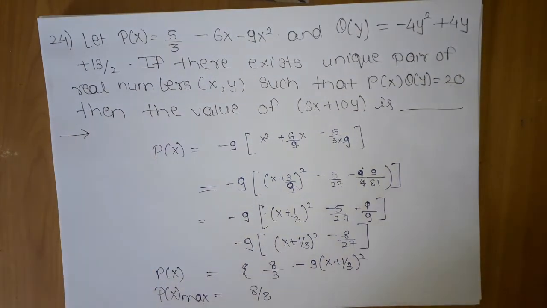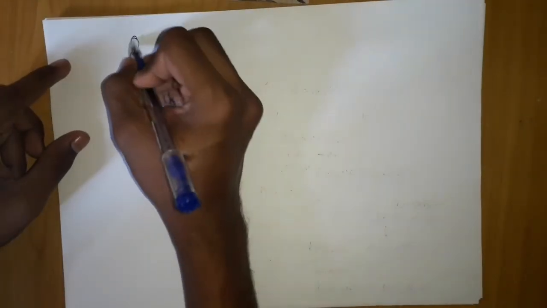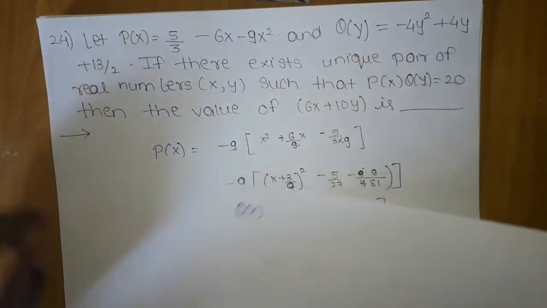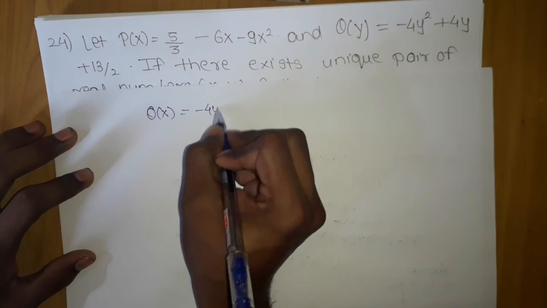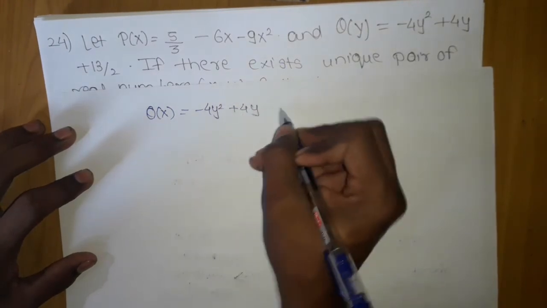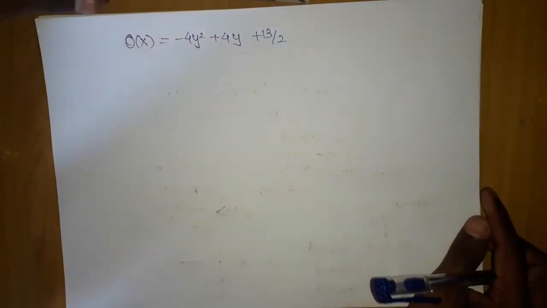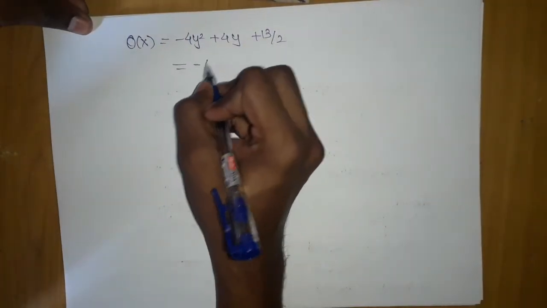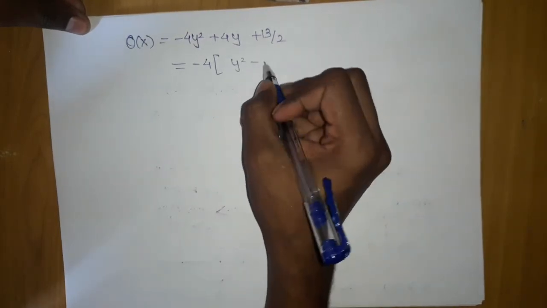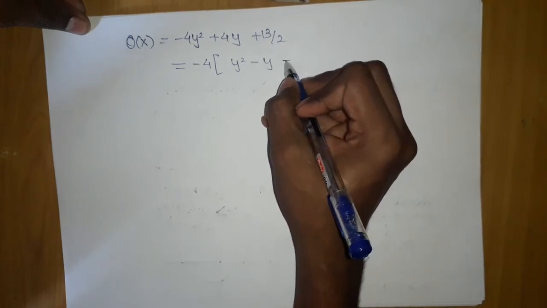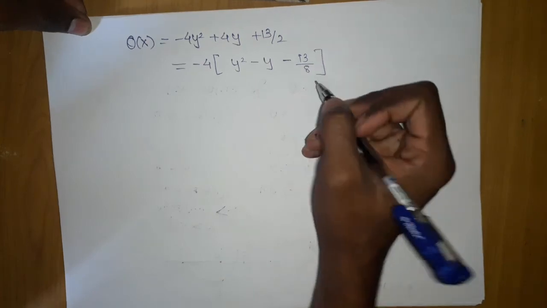Let me take the next page, the q of y. Now what I have is minus 4y square plus 4y plus 13 by 2. We will follow the same steps here also. Take minus 4 common. What do you get? Minus 4 times y square minus y minus 13 by 8. Okay, we got this.